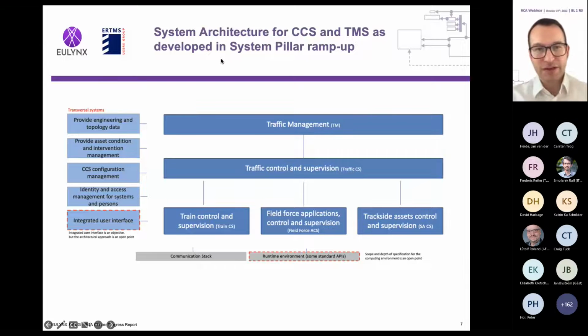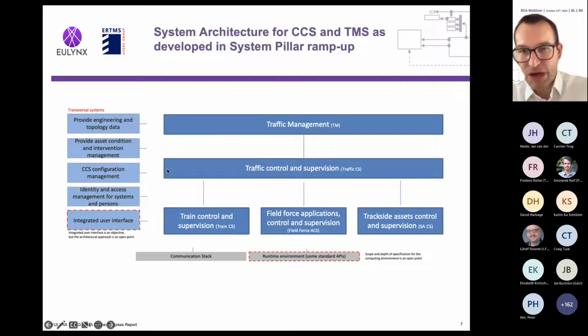Then this here is taken from the system pillar ramp up. So it shows you the high level architecture. This looks a bit different to what has been done in RCA, but when you go down one level, you can actually map it. The traffic management was not in the scope of RCA, but it's now in scope of a system builder. That is a clear difference.